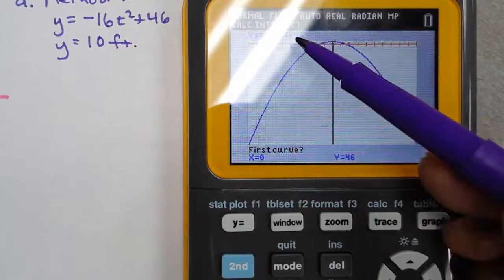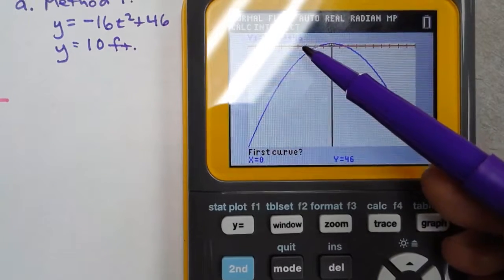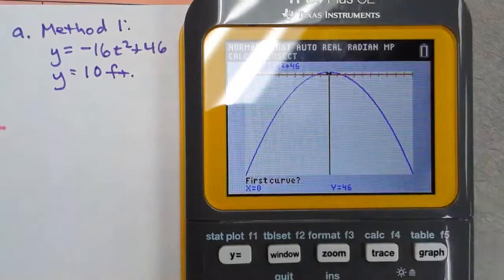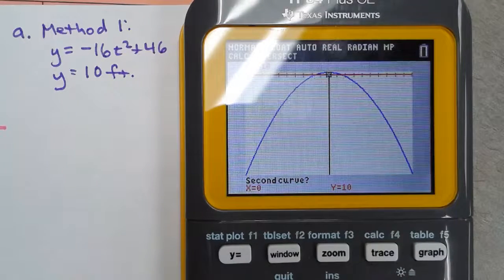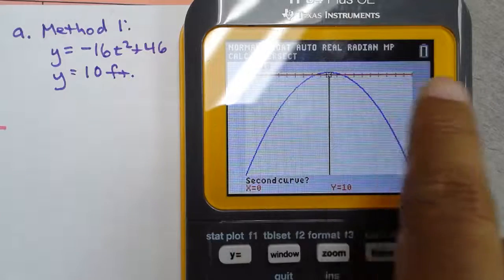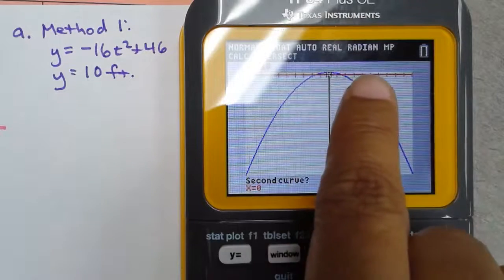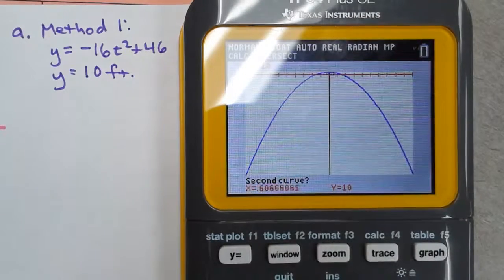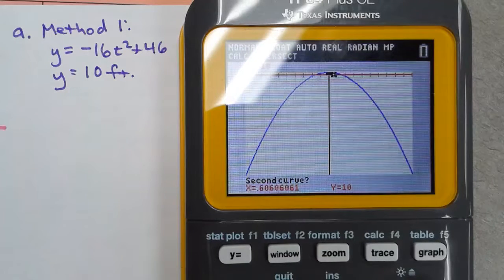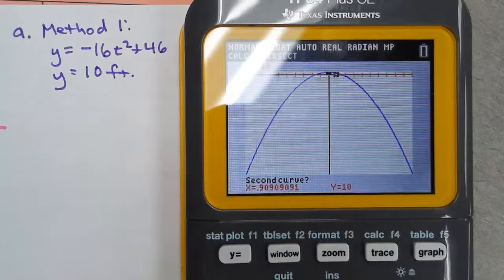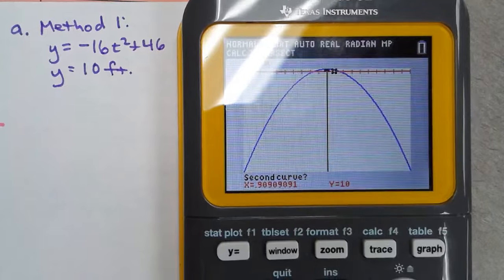But yes, this is the equation I want to use. This is the equation of the parabola. So I'm going to go ahead and hit enter for yes. The second curve, yes, that's it. Now, since it's on both sides, I want it closer to the right side because I want the positive value. You don't have to be right on top of it, but I'm just arrowing to the right, so I'm closer to that. So if you hit enter, you just chose the second curve.